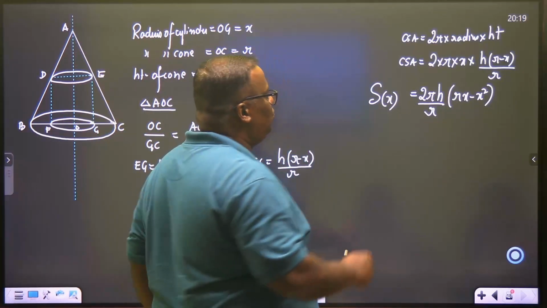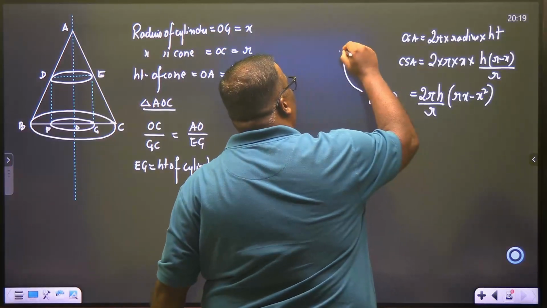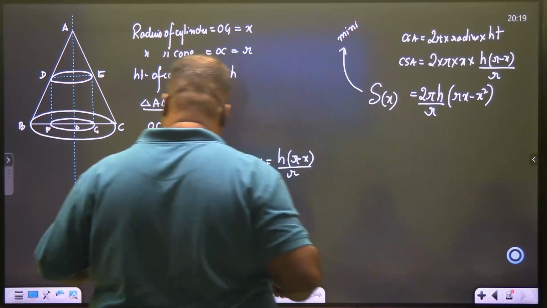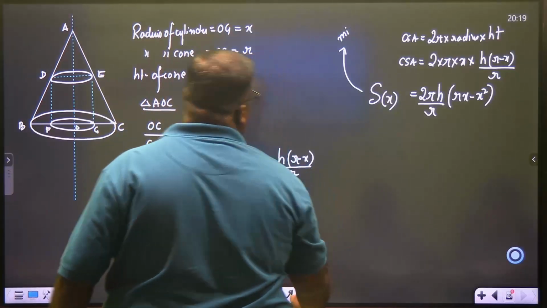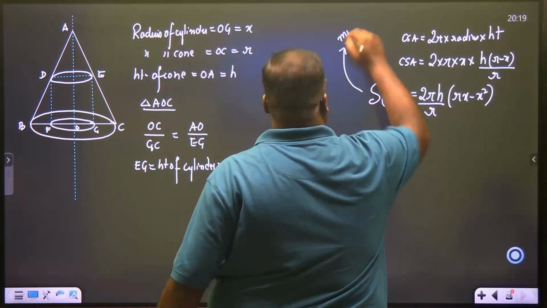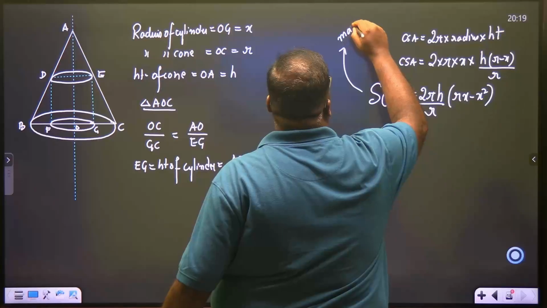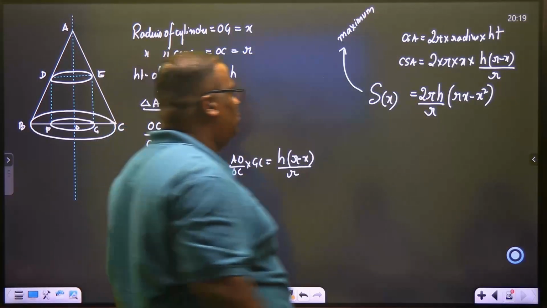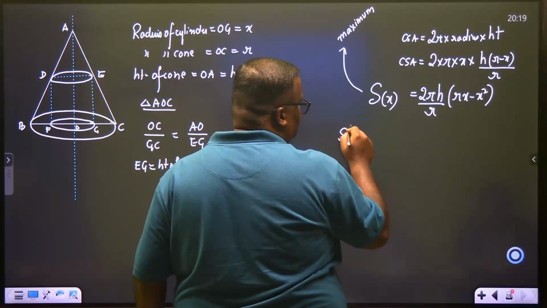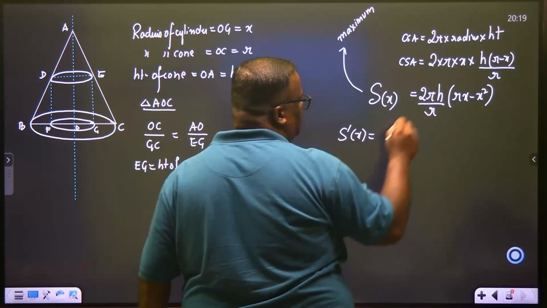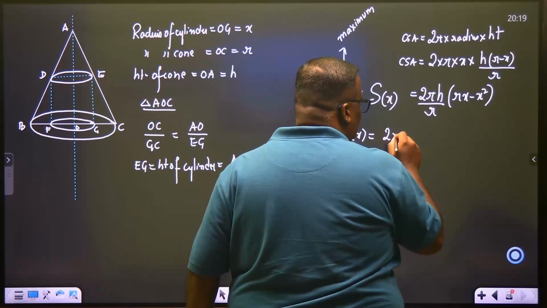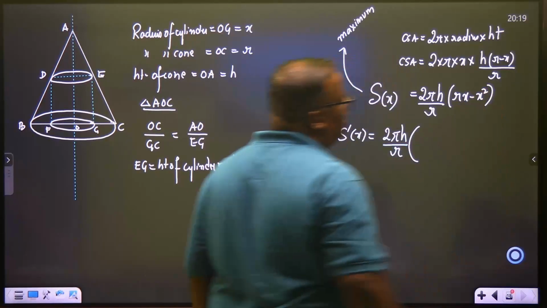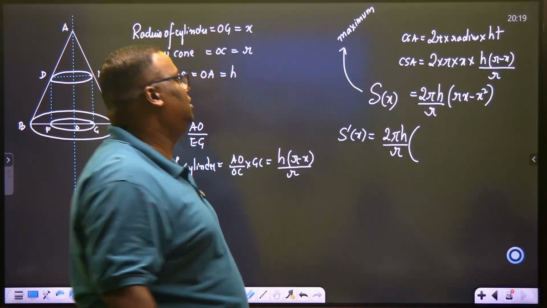So our job will be that this should be maximum. Sorry, so this should be maximum. Now it becomes very easy. So we should do S dash X. The whole 2 pi HR is a constant which remains. Let's do the differentiation of this.